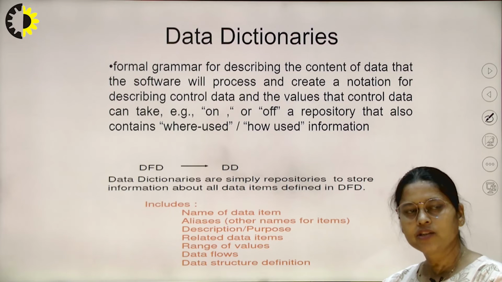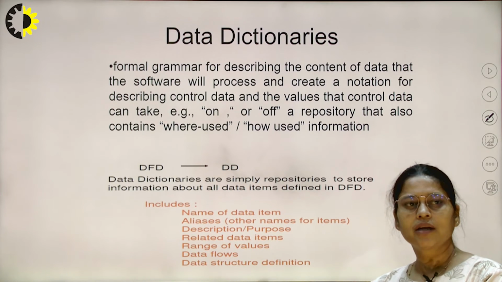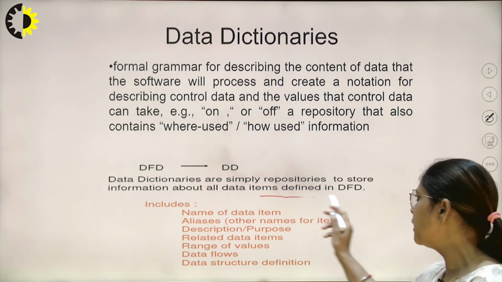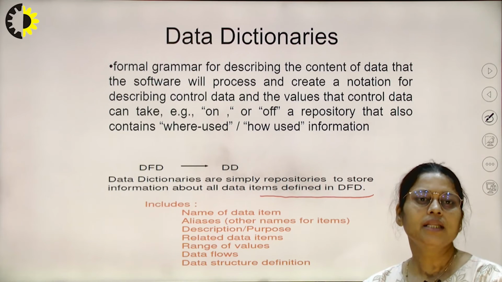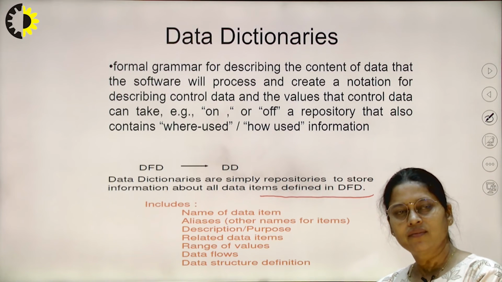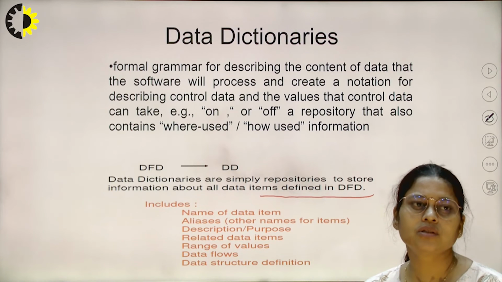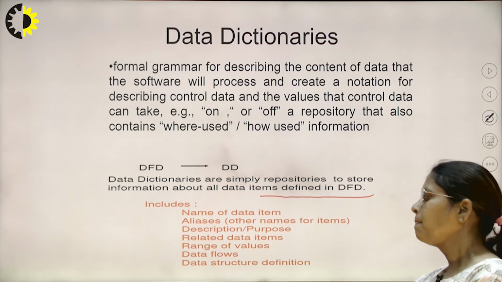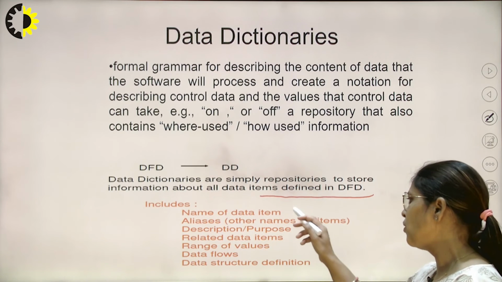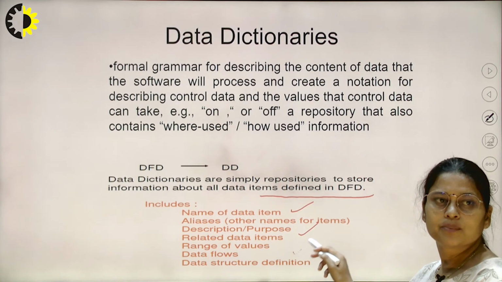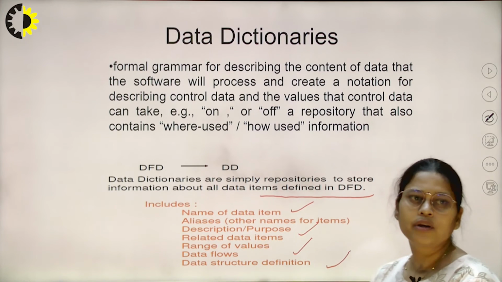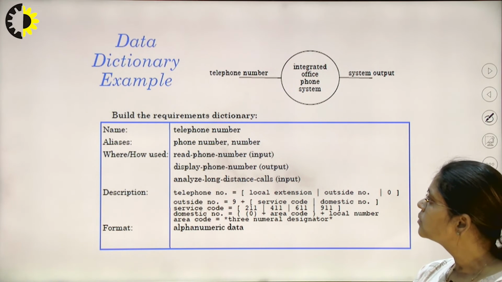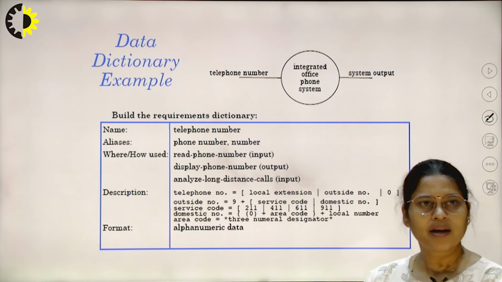Now we come to the data dictionary. Basically the data dictionary is simply a repository to store the information about all the data items which are defined in the DFD. The data items which we have defined in the data flow diagrams are to be stored in the data dictionary. It includes the name of the data item, description, purpose, range of values, data flow, and data structure definition.